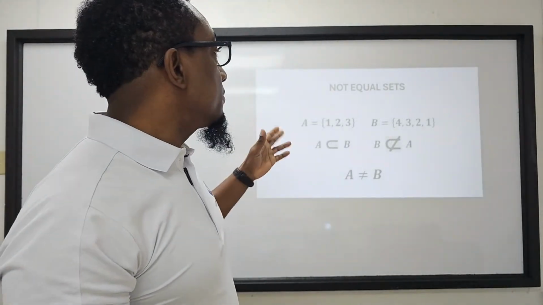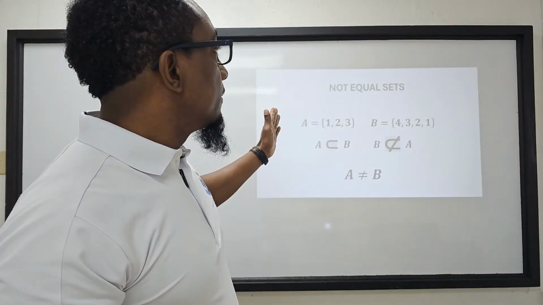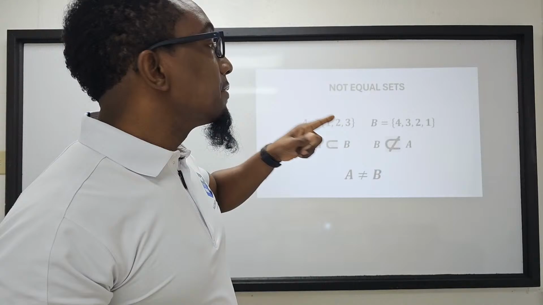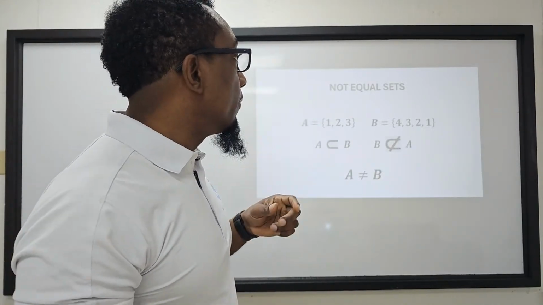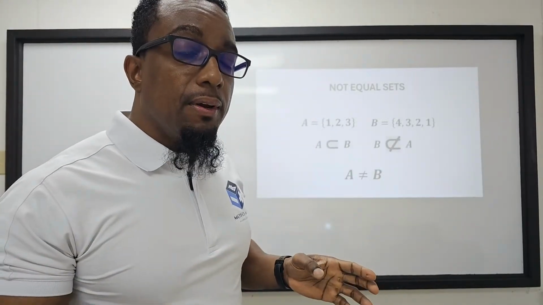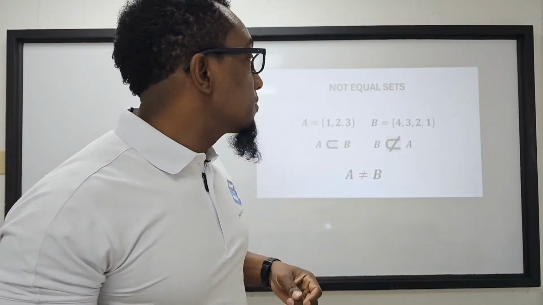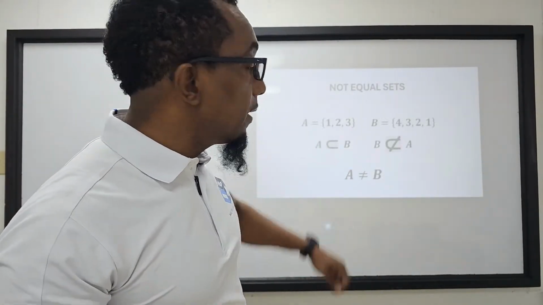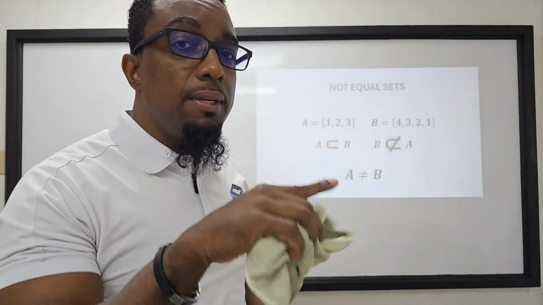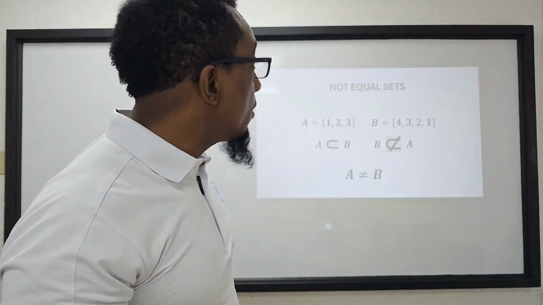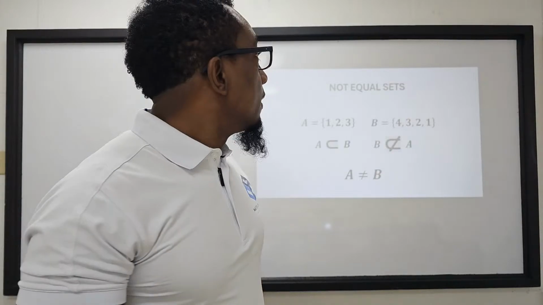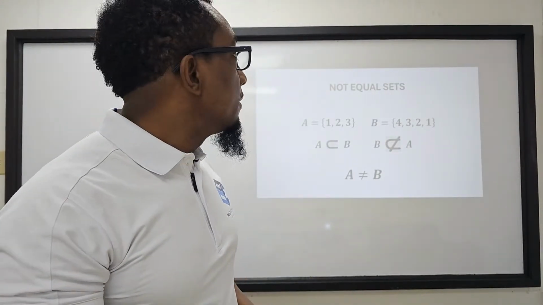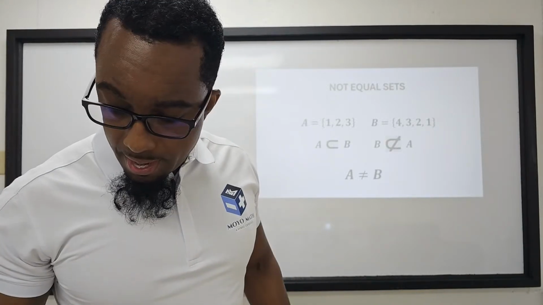So in this case, A is a subset of B, but B is not a subset of A. So therefore, we don't have all of the same elements, so those two sets, A is not equal to B, and that's a symbol for not equal to. The equal sign with a line through it, so that is not equal to. So we have not equal sets, right? So those are not equal.